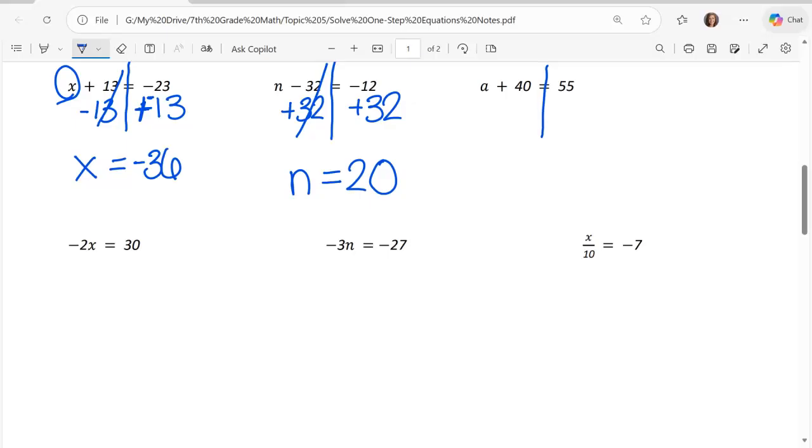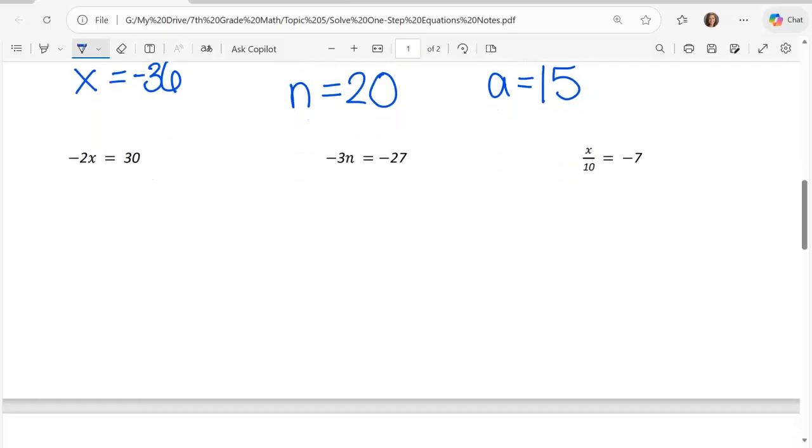We want to get a by itself. We need to get rid of a plus 40. So the opposite is subtracting 40 from both sides. 40's cancel out. I get a equals 55 minus 40 is 15.